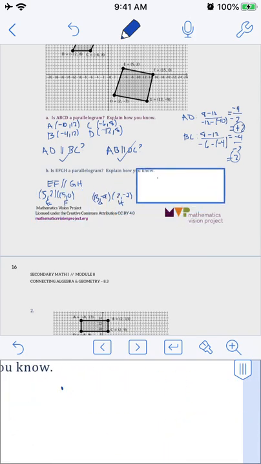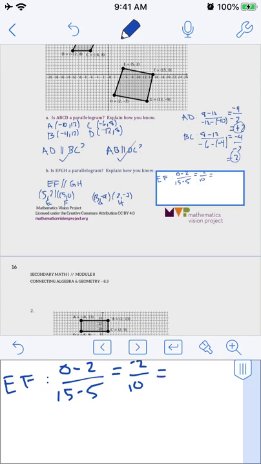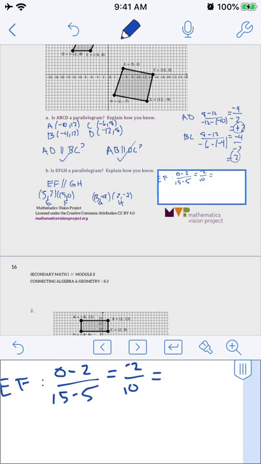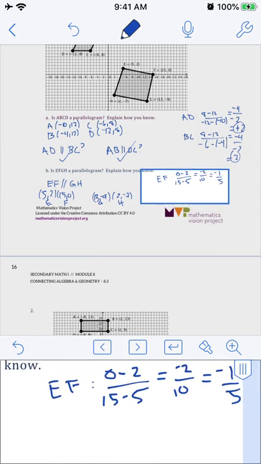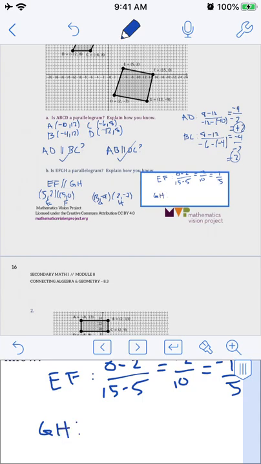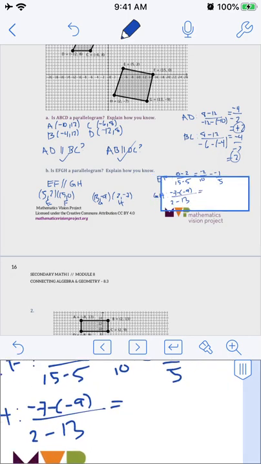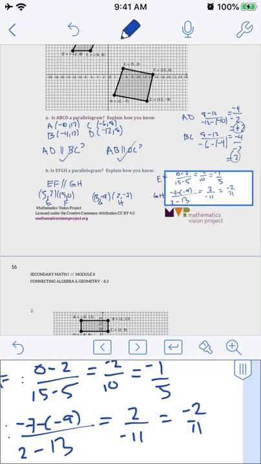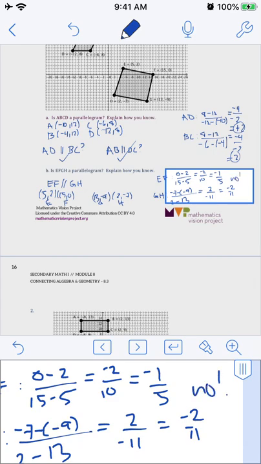Alright, the slope between EF, giving up on my stylus, it's a little faster, would be 0 minus 2 over 15 minus 5, -2 over 10, which would reduce to -1/5. Remember, negatives matter. If one of them's negative, one is positive, it's still not parallel. GH would be -7 minus -9 over 2 minus 13. That'd be a +2 over -11. No combination of that is going to be a 1/5. And so we can already state, nah, not going to work.